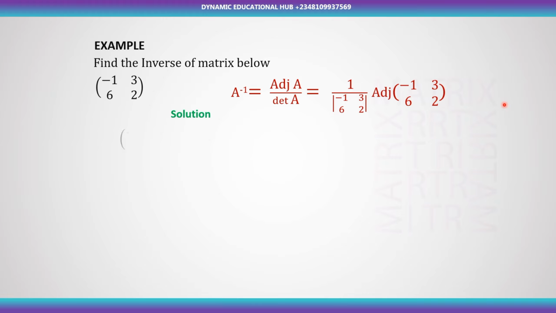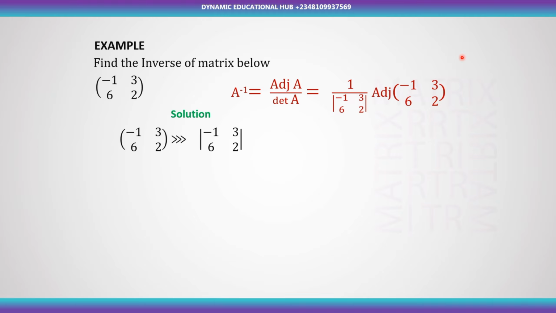Now to solve it, the first thing you have to do is find the determinant. To find the determinant, don't forget, if you haven't watched my previous video on determinants, vector multiplication, scalar multiplication, addition, subtraction, properties of matrix, minor, and cofactor, kindly watch the video.